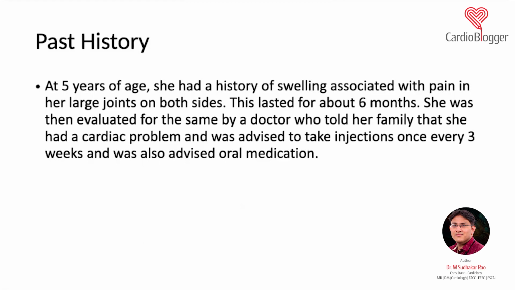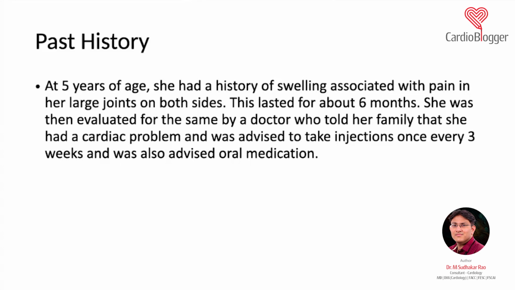So the large joints are involved. The most common joints involved are first the knee, then the elbow, and the ankle, and rarely joints like the hips and vertebrae. Usually the temporomandibular joint is not involved. So mainly knee, ankle, elbow, and rarely the hips can be involved. Small joints are usually spared in rheumatic fever. That is what you have to know.